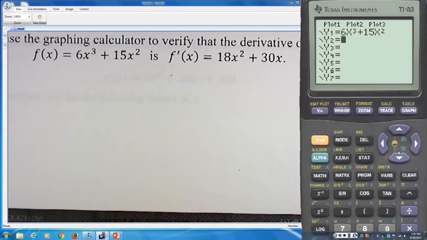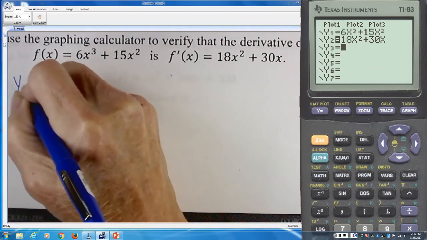Now, type in the formula that you got for the derivative, which was 18x squared plus 30x. Don't turn that one off, leave it on. Now you can hit enter, and we're going to enter one more. And you're going to want to follow the steps here on y3. So I'll give you a little catch-up time.